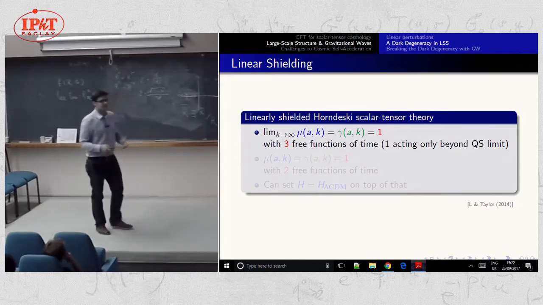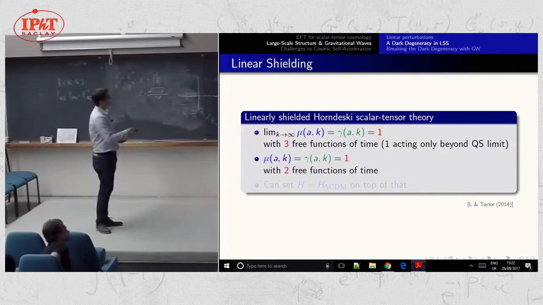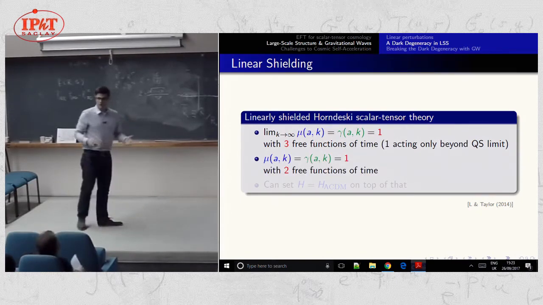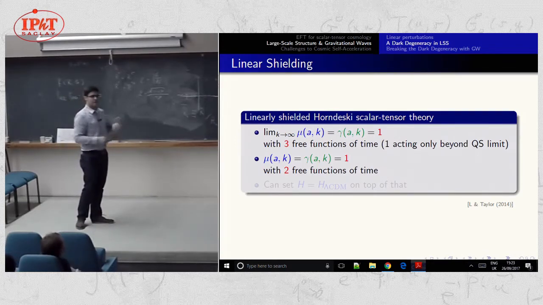One actually is only going to be important beyond the sound horizon, or beyond the quasi-static limit. But it's like, okay, maybe I can use the scale dependence. So you include that as well, and you say, let's see what happens if mu and gamma is equal to 1, like in lambda CDM. And then you don't get 2 extra constraints, but only 1.